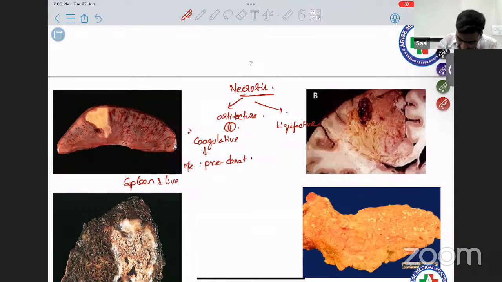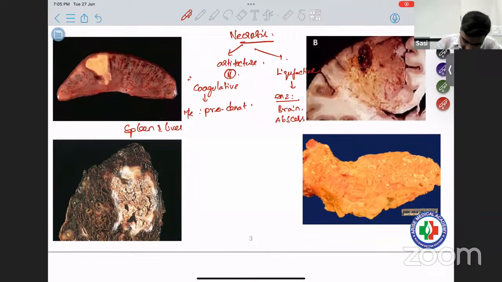Liquefactive necrosis is more common in parts where there are more enzymes, for example in the brain, and in infections like abscess. This is about the initial part of necrosis. If you see this image, there is both liquefactive plus coagulative necrosis. What do you think of? Yeah, there is a tombstone appearance in the coagulative necrosis.